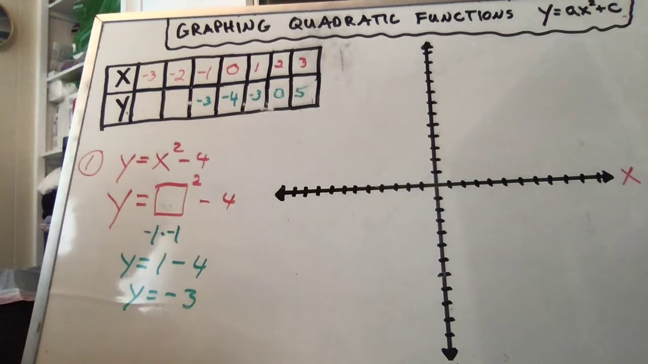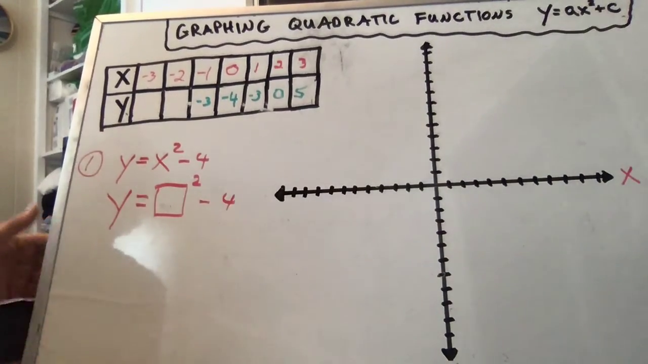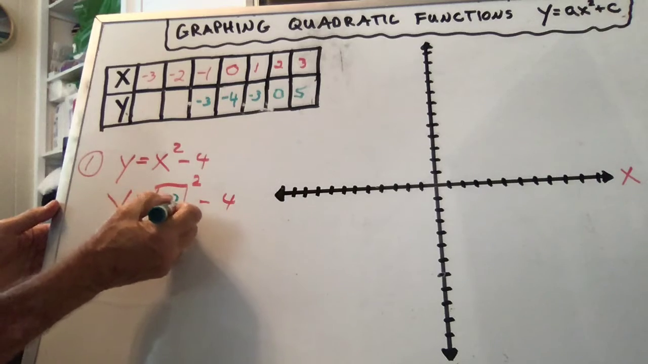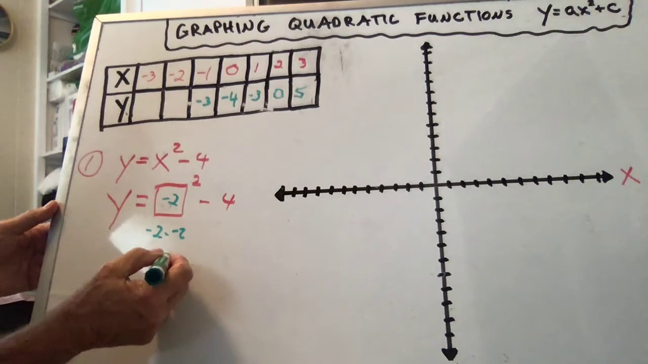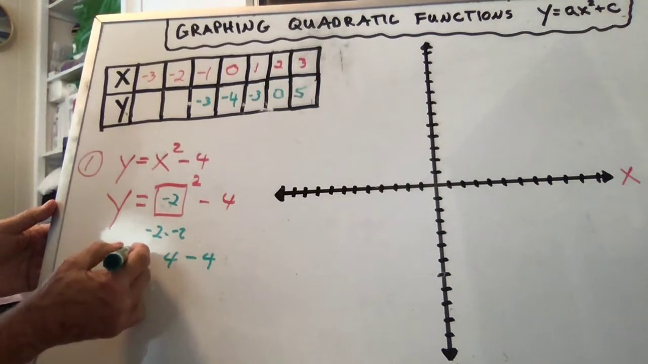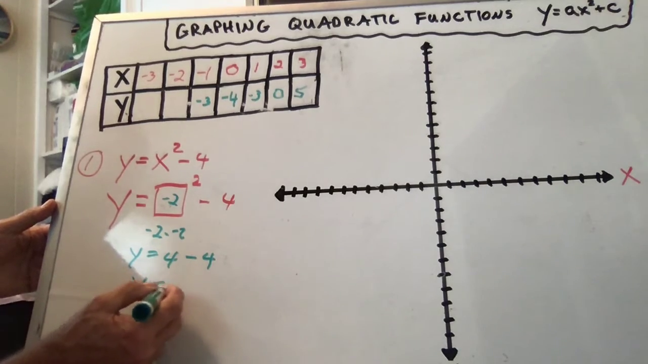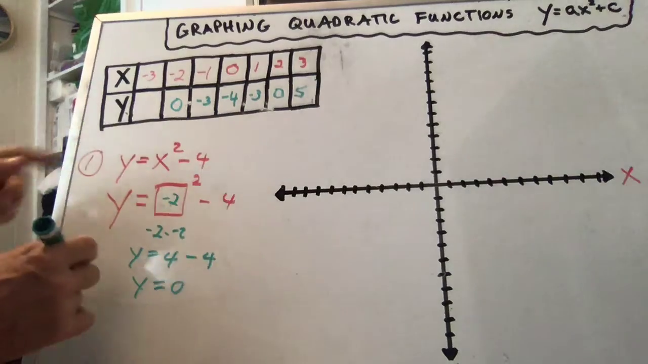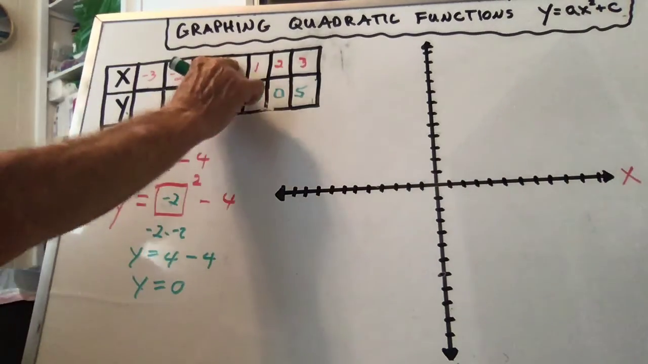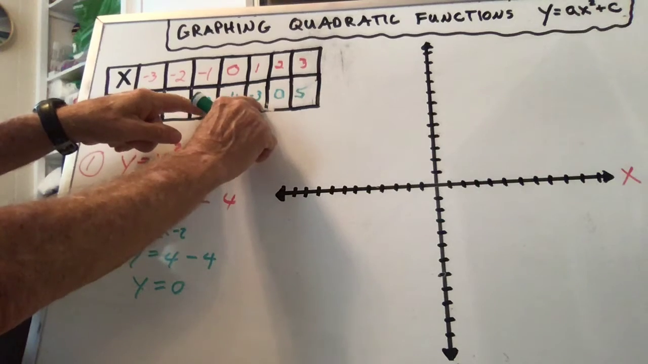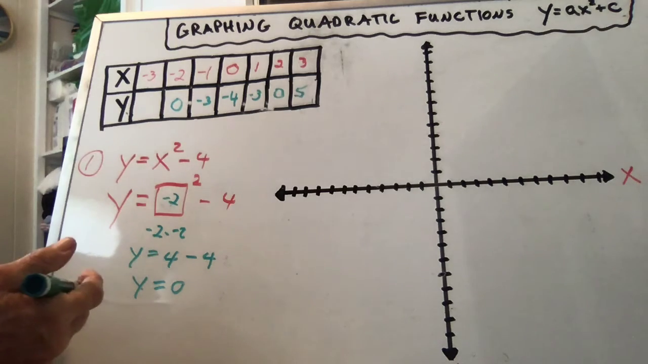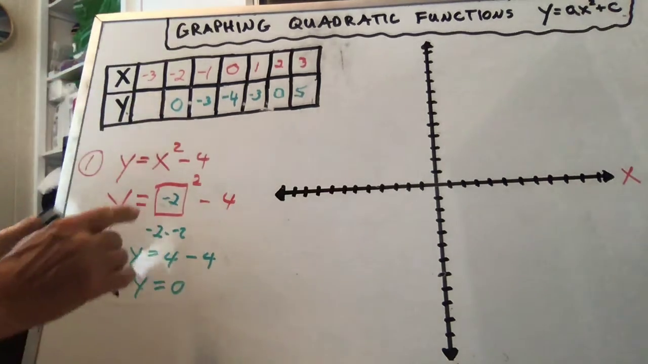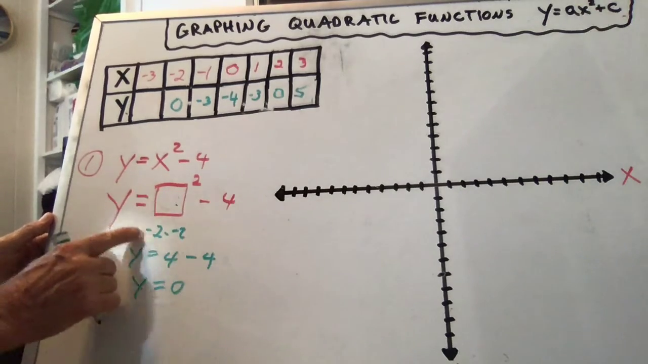Let's just keep doing all this in green. Okay, let me erase that. And naturally we're going to go to negative 2. So this means negative 2 times itself. So that's 4. So y equals 4 minus 4 equals 0. So check this out. Here's the 0. Then 1 and negative 1 have the same value. 2 and negative 2 have the same value. So if that trend holds, that'll be a 5. But we got to investigate to know.